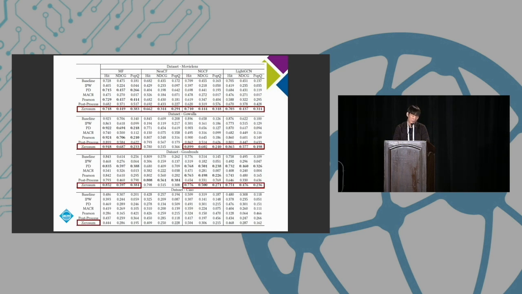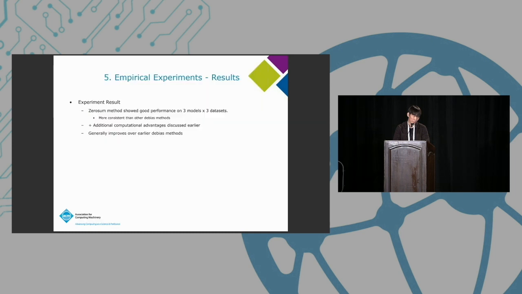Now we see the results for other datasets. The zero-sum method showed good performance with the second and third dataset, but not so much on the fourth dataset. But other methods showed even less consistent results than the zero-sum method. So the zero-sum method showed more consistent good performance than other debias methods. With this fact and the additional computational advantages discussed earlier, we conclude the zero-sum method generally improves over earlier debias methods.